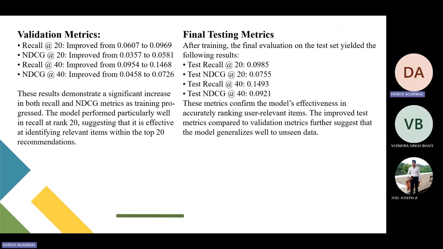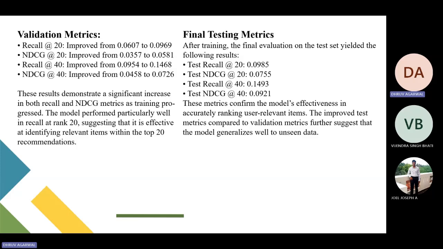So for the validation metrics, we have recall for the first 20 suggestions. It has basically improved from 0.0607 to 0.09, and the NDCG has improved from 0.0357 to 0.0581. And similarly, for the top 40 recommendations, we have recall and NDCG as 0.1468 and 0.0726.